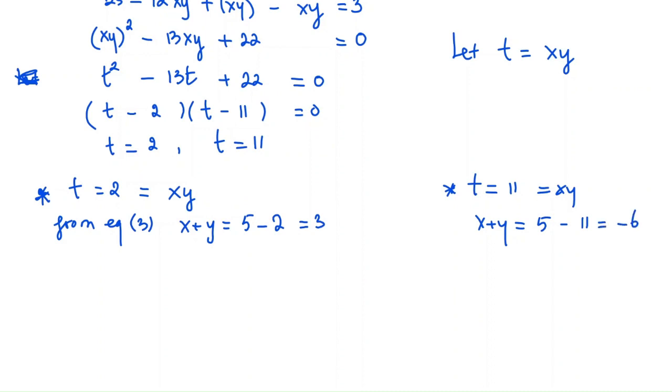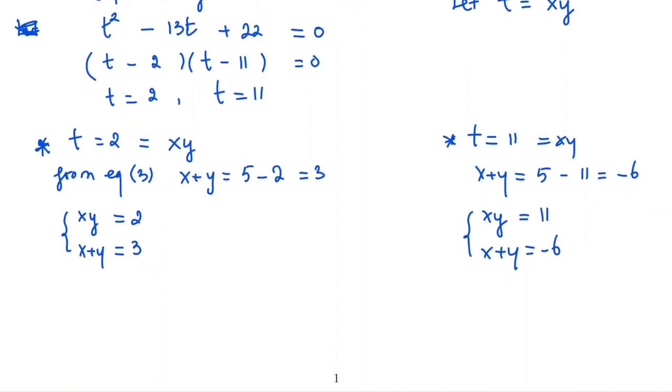So we have two cases. The first case is a system of xy equal to 2 and x plus y equal to 3. The next one is the system xy equal to 11 and x plus y equal to negative 6. So we solve for these.